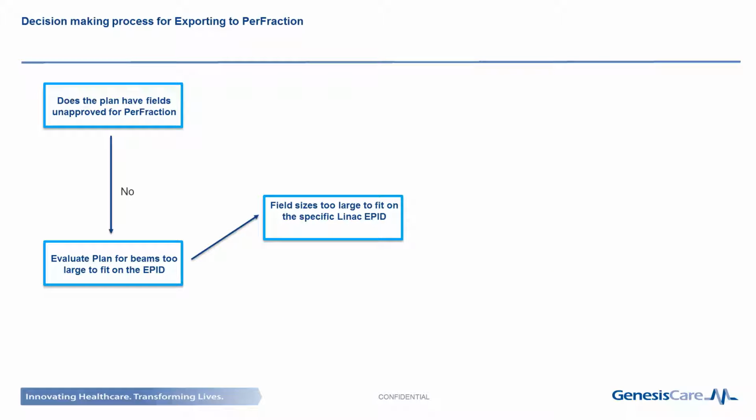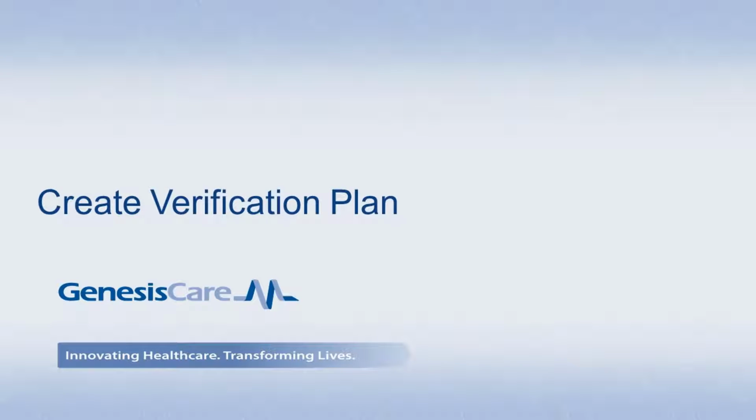If the plan has field sizes which are too large to fit on the specific LINAC EPID, then this patient needs to proceed to ArcCheck, and again we need to create the Ready for Physics QA QCL from the planning assessment. It needs to be confirmed that all fields or arcs will fit onto the EPID of the specific linear accelerator before exporting the plan to PerFraction.